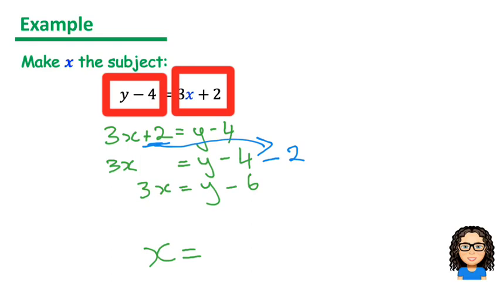Okay, nearly there. We've got 3x equals, that's 3 times x. The opposite of multiplying is dividing. So I'm going to divide both sides by 3. And that will then cancel out these 3's here to leave me with x equals y take away 6 all divided by 3. And that's my final answer.